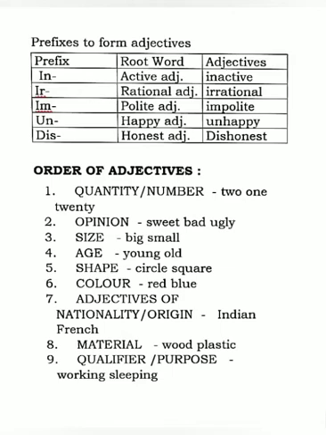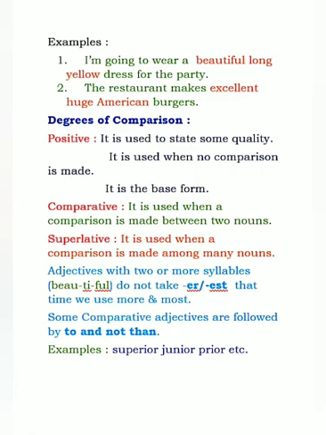Now the sixth one will be color, like red, blue, any color. The seventh one is adjectives of nationality or origin, like French, Indian, Spanish. Then material: wood, plastic, etc. And qualifier or purpose, like working, sleeping. So these are the order of adjectives. Now see one example: I am going to wear a beautiful long yellow dress for the party.